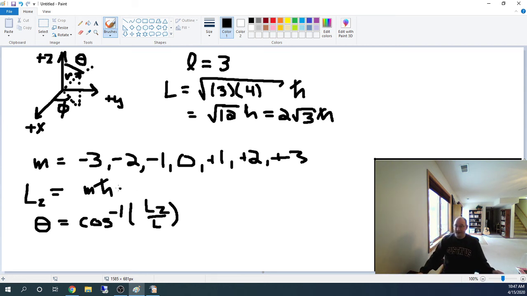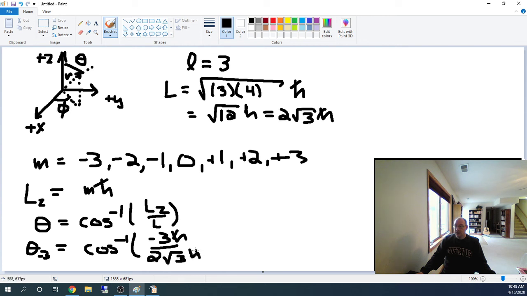We could just say, for when m is -3, L sub z is -3 h bar over 2 root 3 h bar. So if I wanted to find out what that particular angle theta for m equal to -3 was, that would be equal to the inverse cosine of -3 h bar over 2 root 3 h bar. The h bars, of course, cancel. You could find out what that angle is, and away you go.